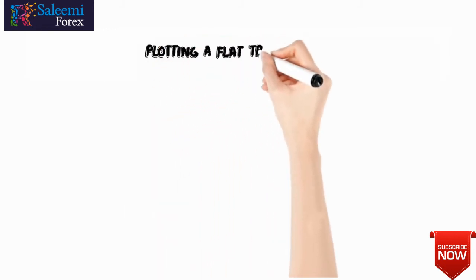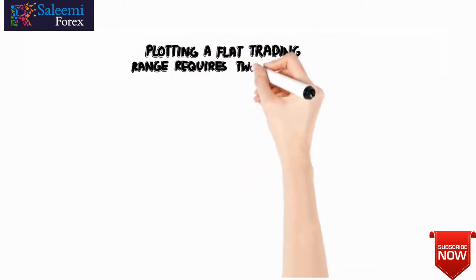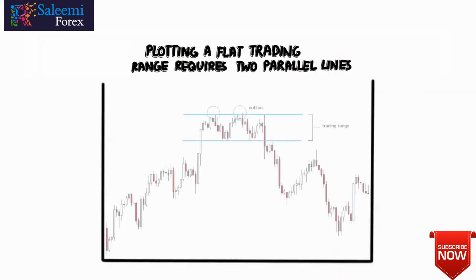Plotting a flat trading range requires 2 parallel lines. By definition, a flat trend that moves neither up nor down requires 2 simple parallel trend lines, called a channel, to describe the upper and lower end of the trading range. We'll learn more about channels in the next article. Again, feel free to ignore some of the outlier candles in order to better capture the overall direction.